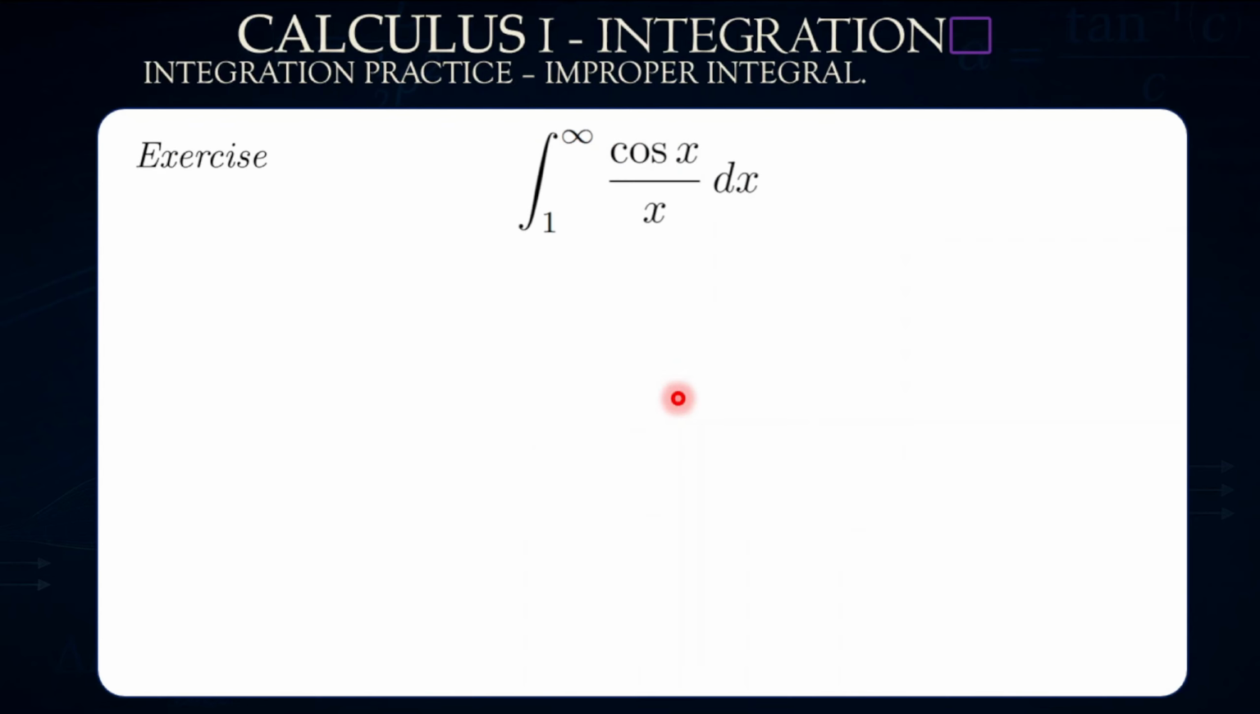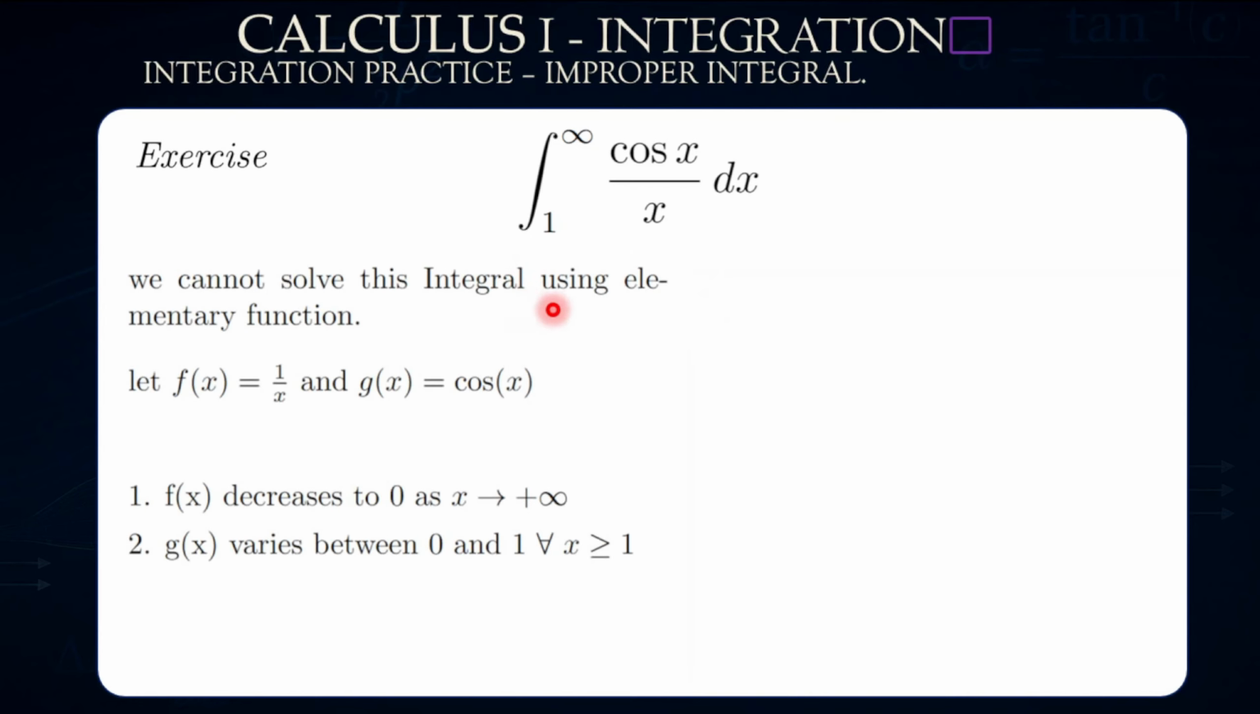So as a practice for that, you have the integral from 1 to plus infinity of cosine x divided by x dx. Now we cannot solve this integral using elementary functions, okay? Let f(x) be 1 divided by x and g(x) be the other component of the integral, which is cosine x. Now you notice that f(x) decreases to 0 gradually as x goes to plus infinity. So 1 over x decays gradually to 0 as x goes to plus infinity.